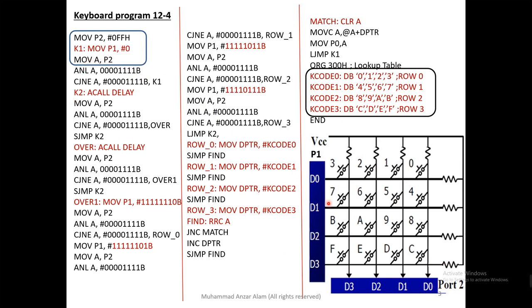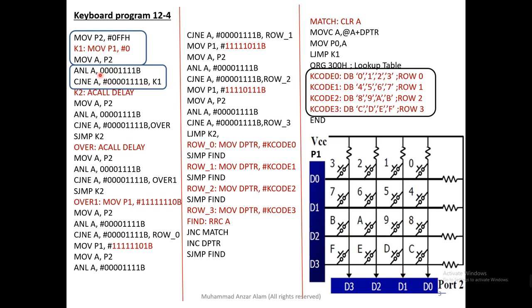As we understand, in this initial condition, none of the switches will be pressed unless a key is faulty or something went wrong with the keypad or keyboard. So all the keys will be 0, 0, and this value will be 1, 1, 1, 1 here. And then the value read at port P2 will be moved to the accumulator. So I'm only describing some parts.